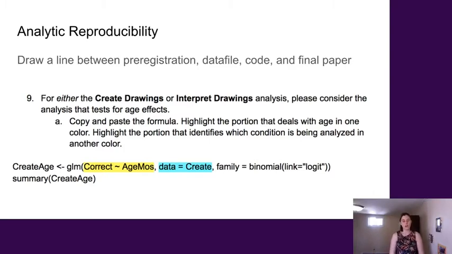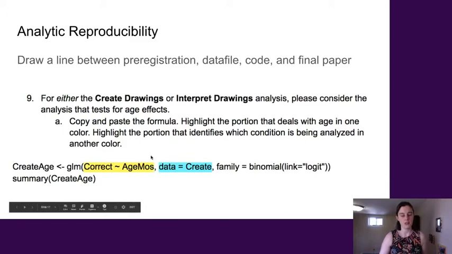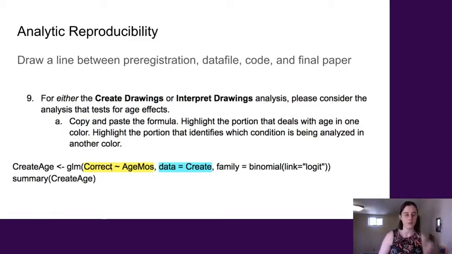Their job was to copy and paste the formula and highlight the portion that deals with age in one color and the portion that identifies which condition is being analyzed in another color. And this is for me to teach them a little bit about how this R code represents analyses and how R code can call different data sets. In this case, it's calling the create data set. So this is an example of a student response. It's basically okay. I would have preferred that they just highlight age in months.